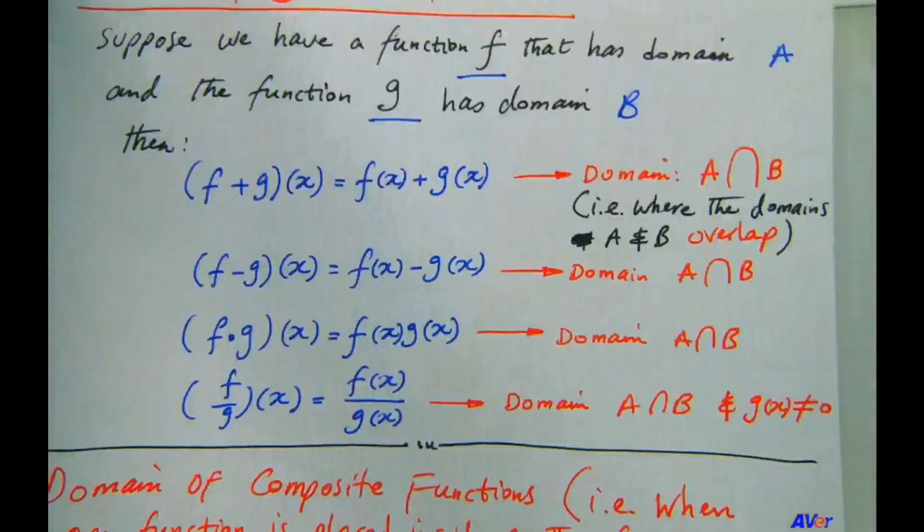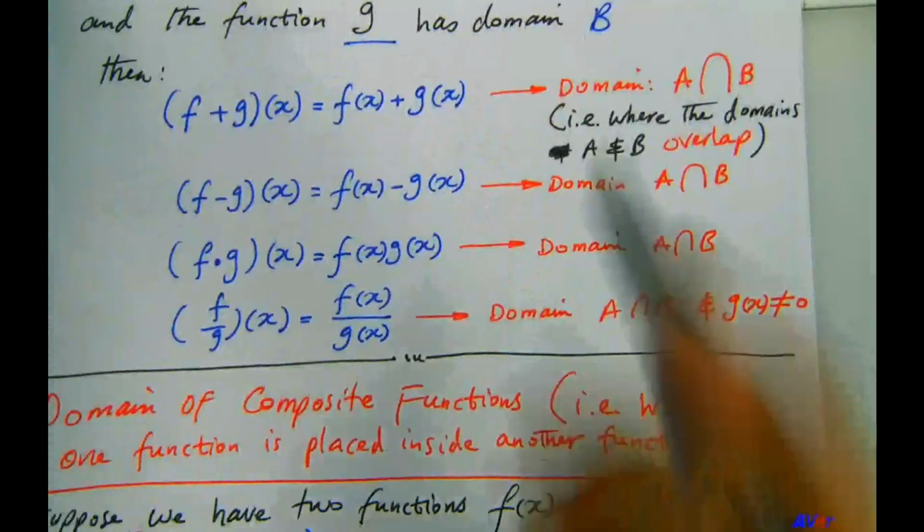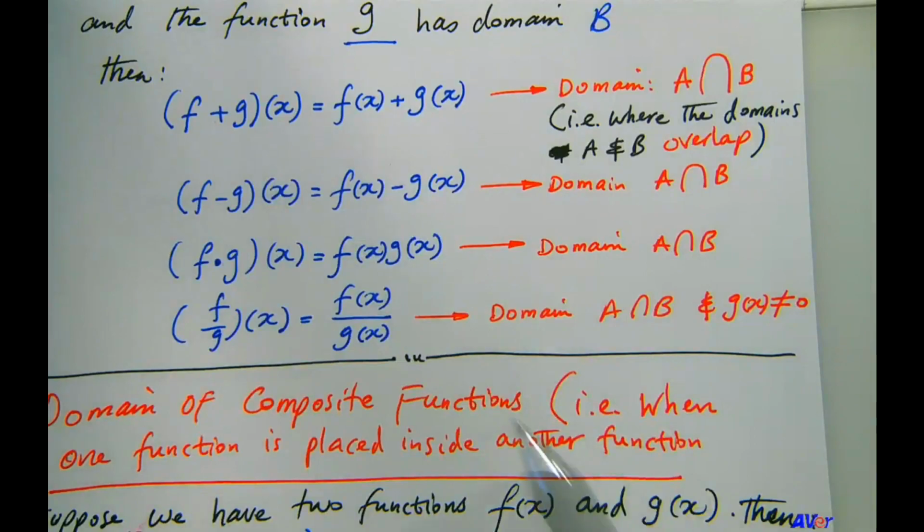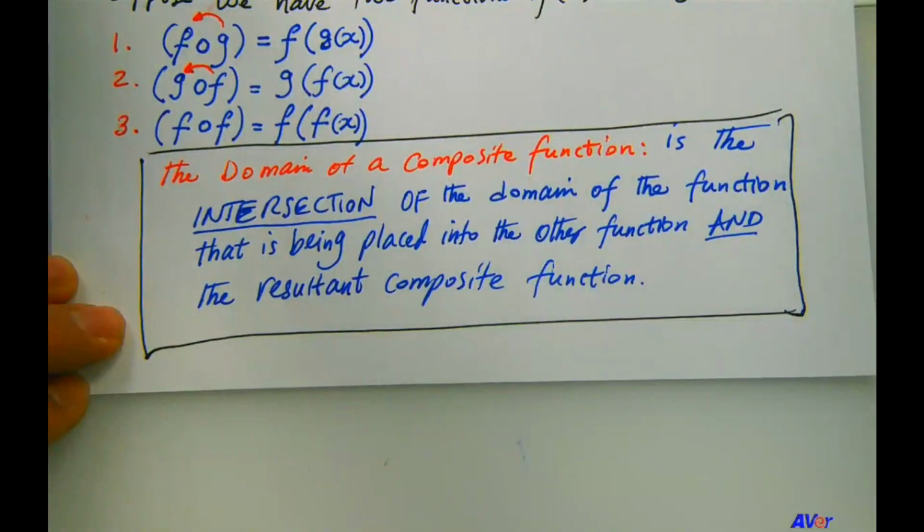See, up here, we said for the combined functions that the domain is the intersection of the individual domains of each function. Okay, pretty straightforward. But in composing functions, there are two domains. Once you have the composite function, you need to look at the domain of the function that was placed inside the other function. It's that domain that you should look at. And you should take the domain of that function and intersect it with the domain of the final composite function.